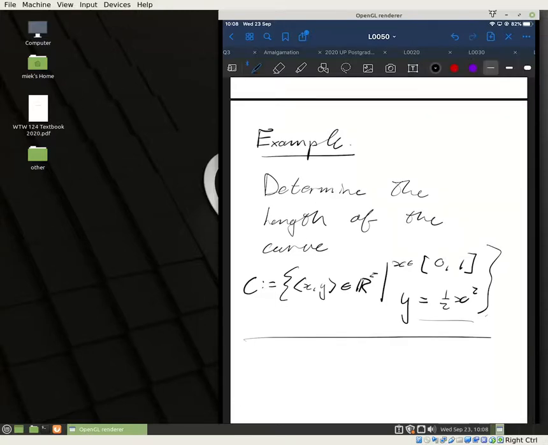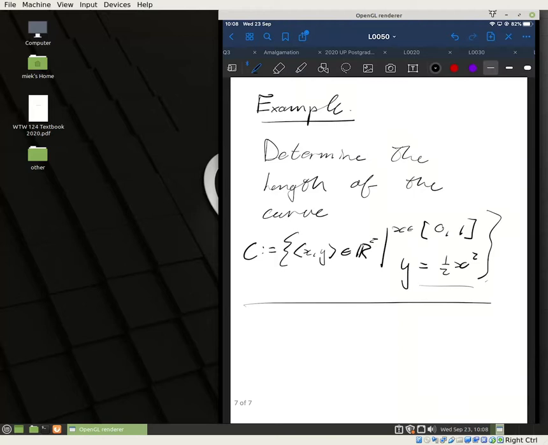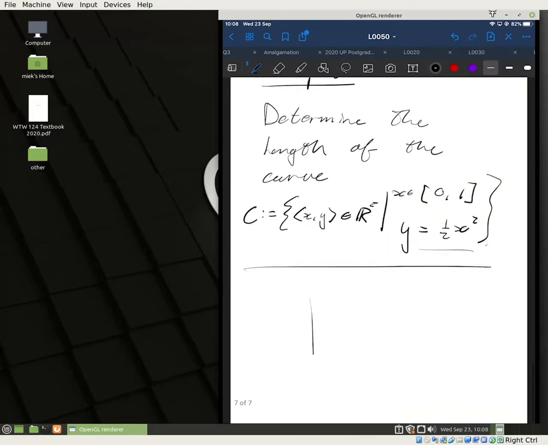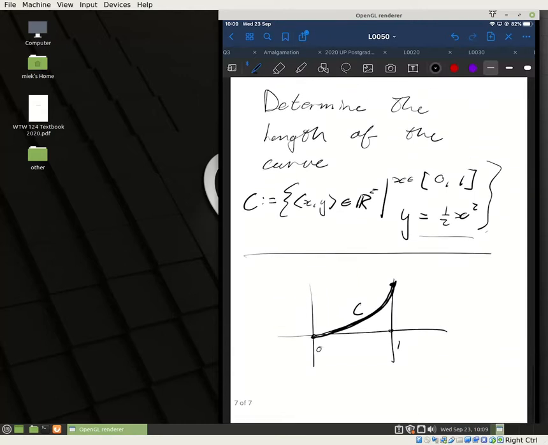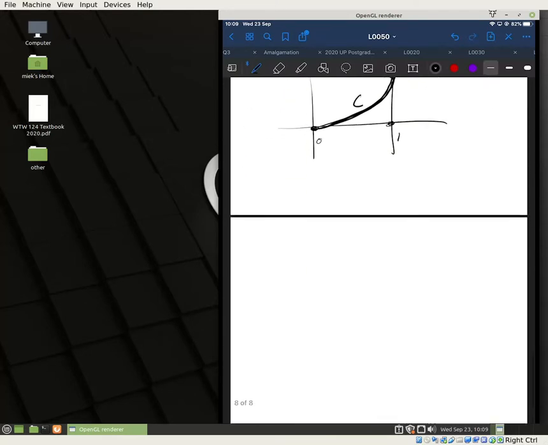Let's take a look at this example. So we want to determine the length of this curve C as given. And if you think a little bit, what is this curve? It is a parabola. So we want to determine how long is this curve when x is in the interval 0 to 1.